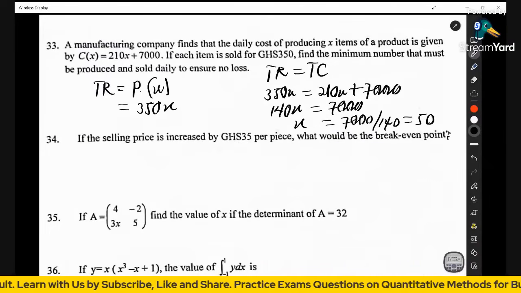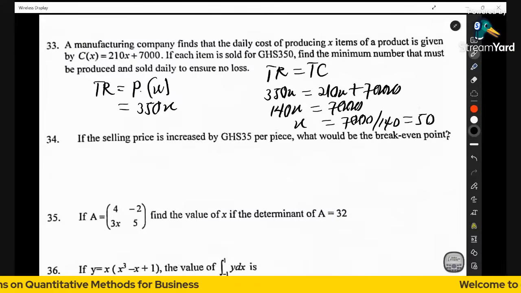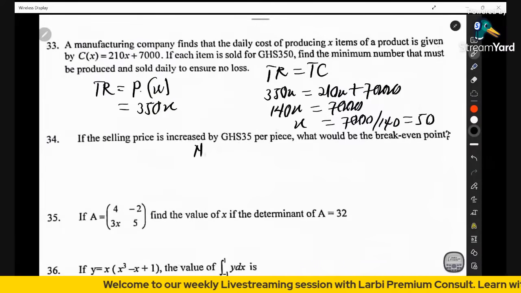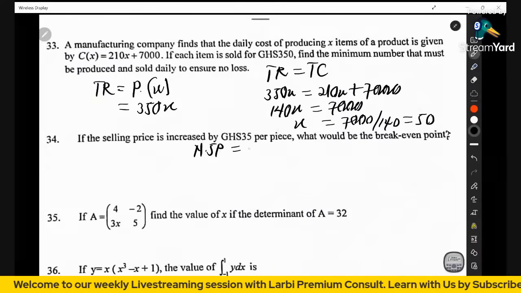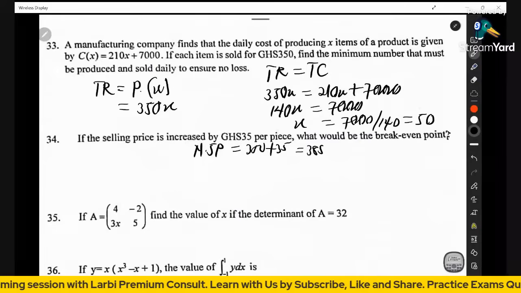Then question 34: if the selling price is increased by 35 Ghana shillings per piece, what will be the break-even? So you see the issue you're talking about, break-even point. Here there's a change in the selling price, increased by 35. So we get our new selling price, the old plus the increase, which is 385.